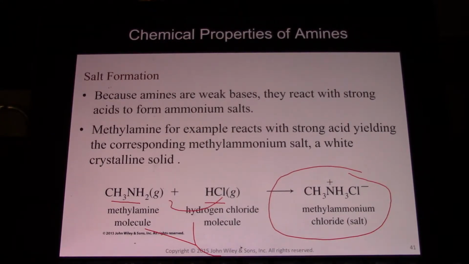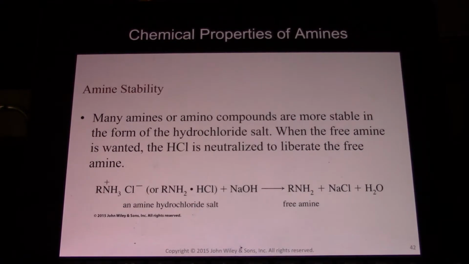Because the amine compound is typically a fishy liquid or gas, whereas the salt is typically a white crystalline solid, much easier to compound into a tablet and much more pleasant for people to be around and take. And so this is an extremely common reaction that occurs in the pharmaceutical industry. Many amines or amino compounds are more stable in the form of this hydrochloride salt, so it lasts a lot longer too. When the free amine is wanted, you use a base to free and liberate the amine back.